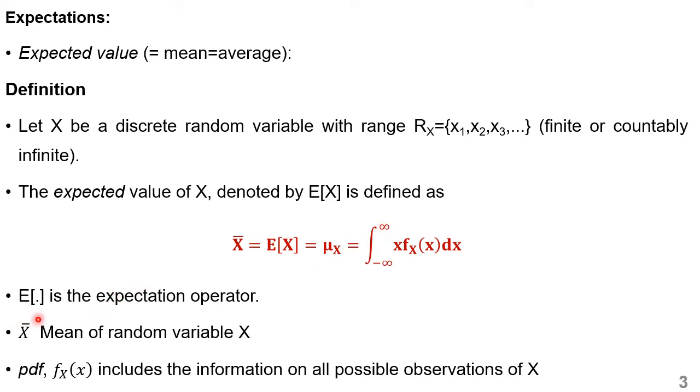E of x or E of y is the expectation operator. If x is a random variable, then it is E of x. If y is a random variable, then it is E of y. X bar is the mean of random variable x, and fx of x is known as the PDF. It includes the information on all possible observations of x.